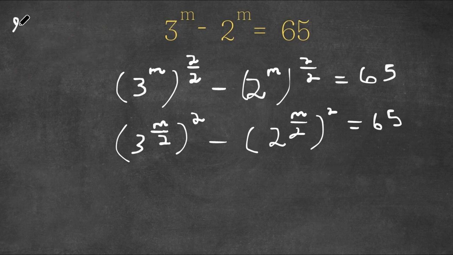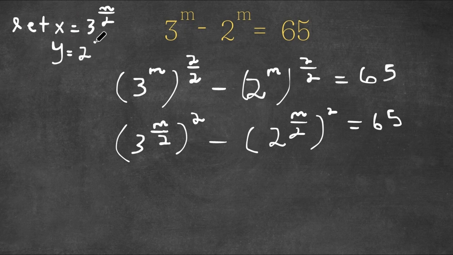Now I'm going to let the variable x equal 3 to the power of m over 2, and I'm going to let y equal 2 to the power of m over 2. So now I have x squared minus y squared is equal to 65.